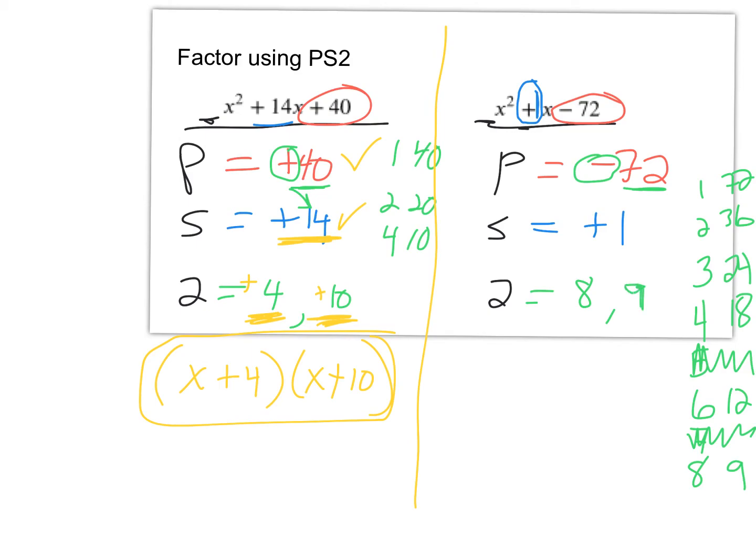Now, got to watch my signs. Okay, so since it was a subtraction, that means my largest piece had to be positive. Now, if this is positive 9 and I want positive 1, this is going to be negative 8. Okay, so let's do our check. Negative 8 times 9 is negative 72. Negative 8 plus 9 is positive 1. So we're good. So we're going to have x minus 8, x plus 9. There it is. Piece of cake.